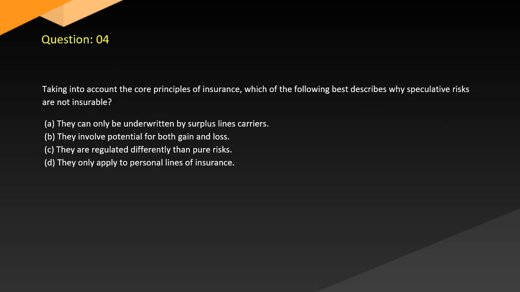Question 4. Taking into account the core principles of insurance, which of the following best describes why speculative risks are not insurable? A. They can only be underwritten by surplus lines carriers. B. They involve potential for both gain and loss. C. They are regulated differently than pure risks. D. They only apply to personal lines of insurance.